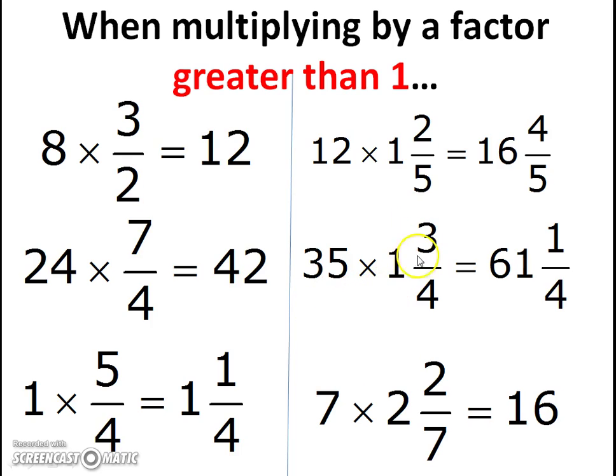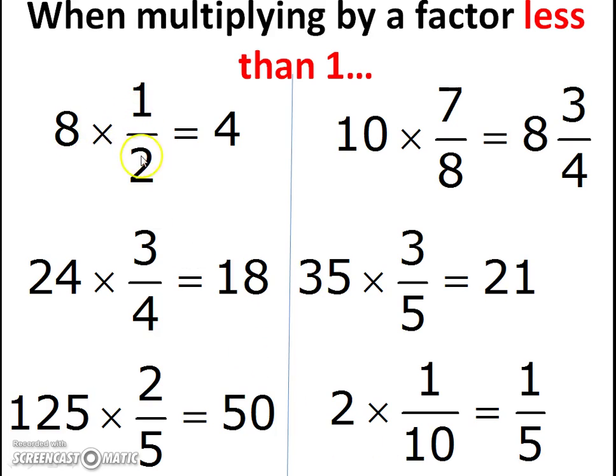35 times 1 and 3/4 equals 61 and 1/4. 61 and 1/4 is greater than 35 because you multiply by a factor of 1 and 3/4, which is greater than 1. When multiplying 7 times 2 and 2/7, the product is 16. 16 is greater than 7 because you're multiplying by 2 and 2/7, which is a mixed number that is also greater than 1.